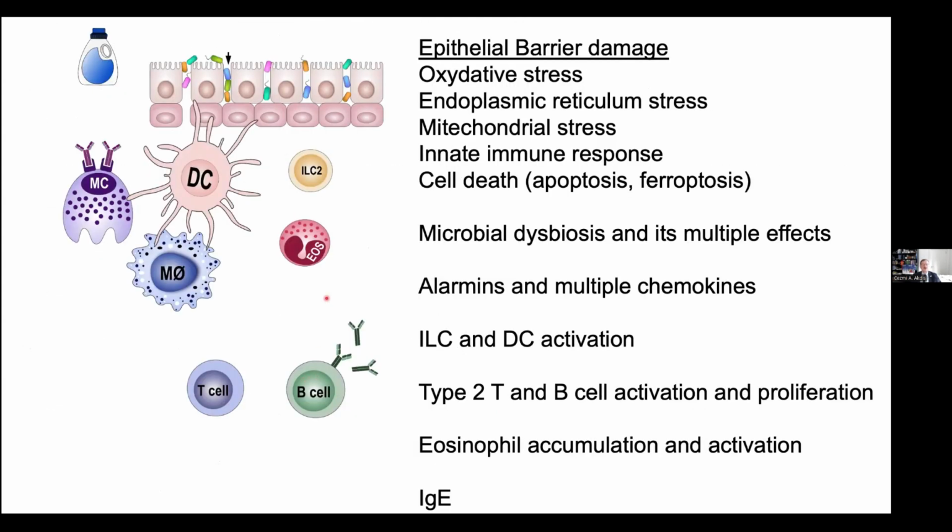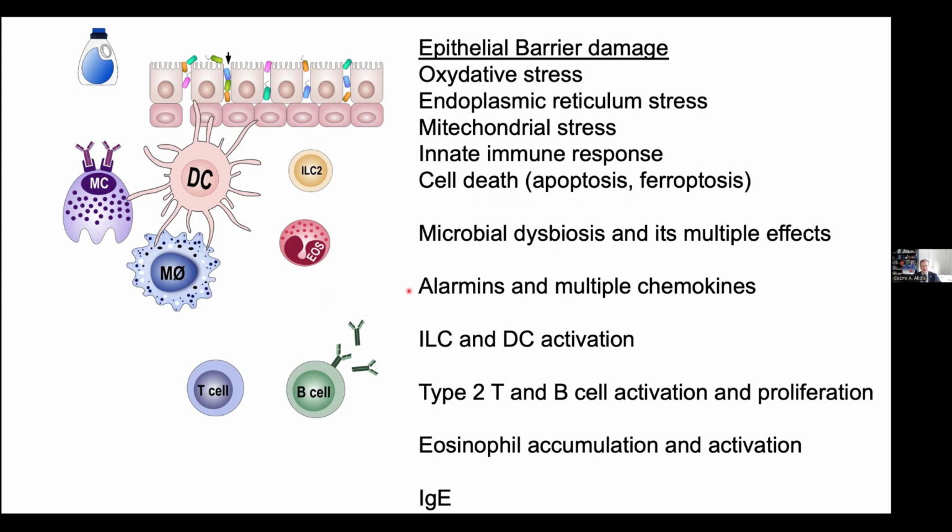So our research has shown that epithelial barrier damage has multiple toxicities, and these substances cause oxidative stress, endoplasmic reticulum stress, mitochondrial stress, innate immune response and cell death with different mechanisms like apoptosis and ferroptosis. We are observing microbial dysbiosis and multiple effects of microbial dysbiosis. There is alarmins and multiple chemokines.